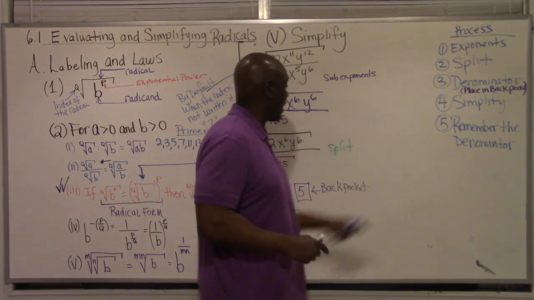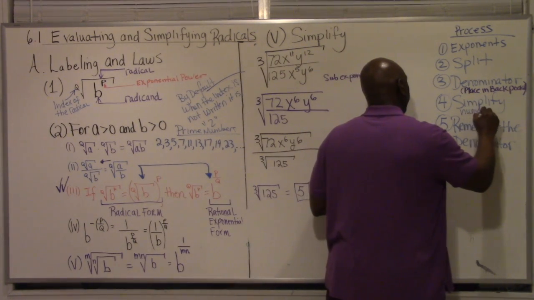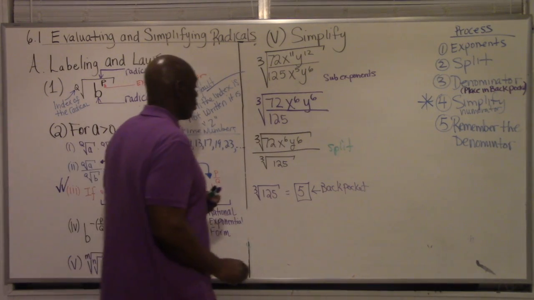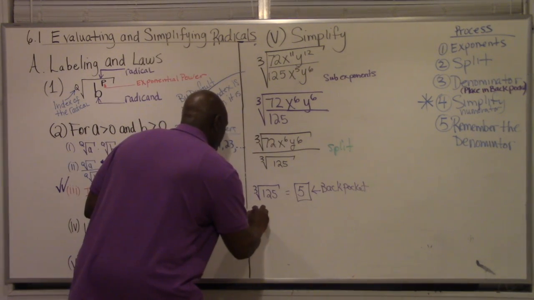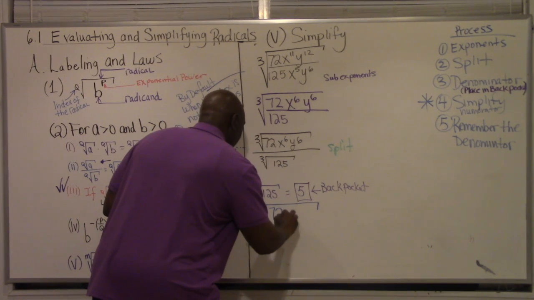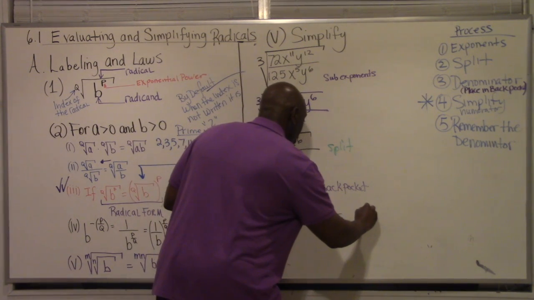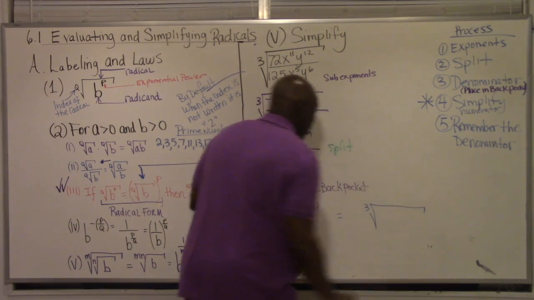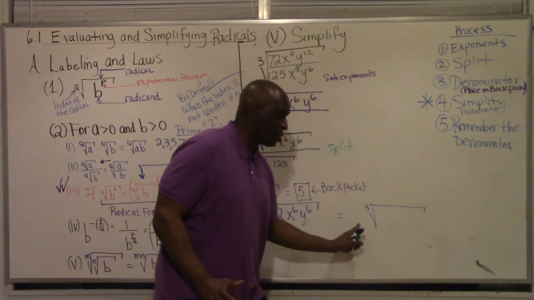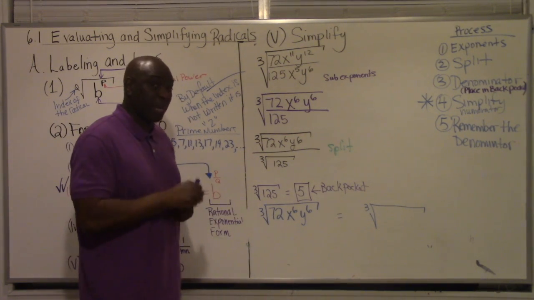Step four, simplify the numerator. This step is the work step. What's my numerator? My numerator is the cube root of 72x^6y^6, which equals the cube root of, so we have to see what goes in, what goes out. We just got finished doing this. So now let's split this up and work on it piece by piece.